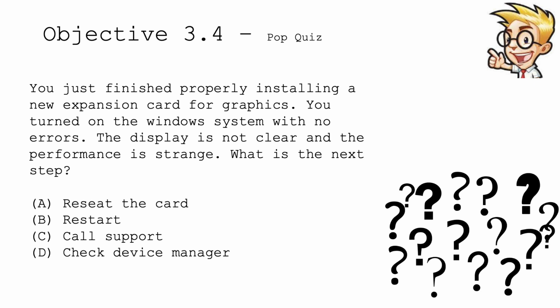Great, now we're at the end of the objective. Here's a pop quiz. Here's a situational troubleshooting question that would be quite common on the hardware portion of the Core 1 exam. Okay, you just finished properly installing a new expansion card for graphics. You turned on the Windows system. You don't really see any problems yet. There are no errors when you boot up. The display is not clear though, and the performance is a little funny. It's not as good as you thought it would be. What should be the next step?